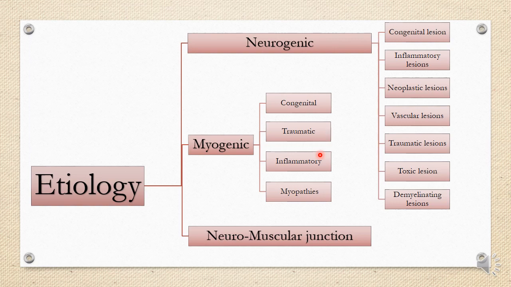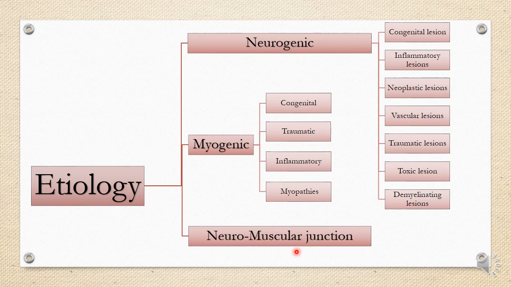Inflammatory lesions are your myocystitis, usually viral in origin, which could be because of influenza, measles, or other viral fever. And finally, the myopathies. These include your thyroid myopathy, your carcinomatous myopathy, myopathies associated with certain drugs, or chronic progressive external ophthalmoplegia. So these are your myogenic lesions.